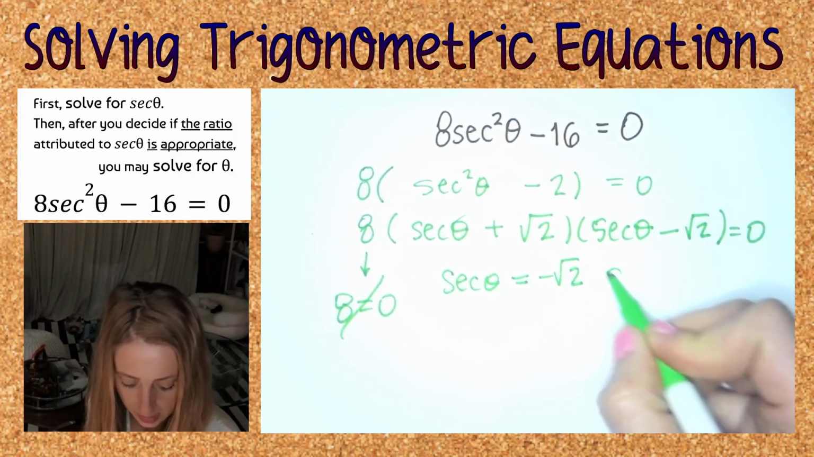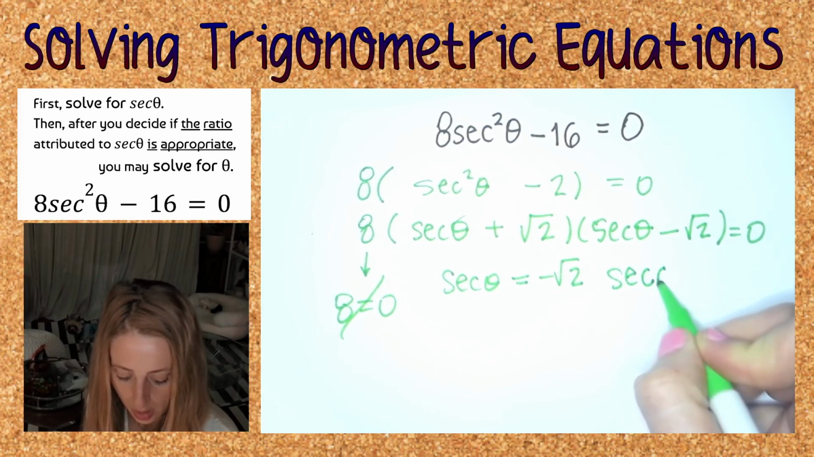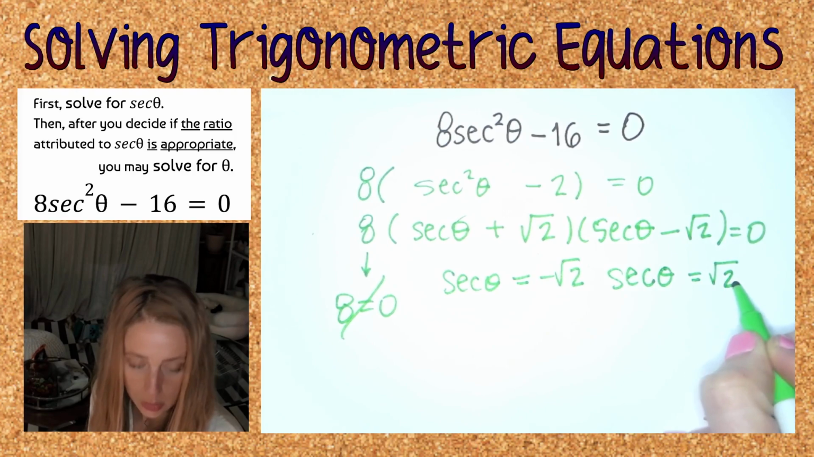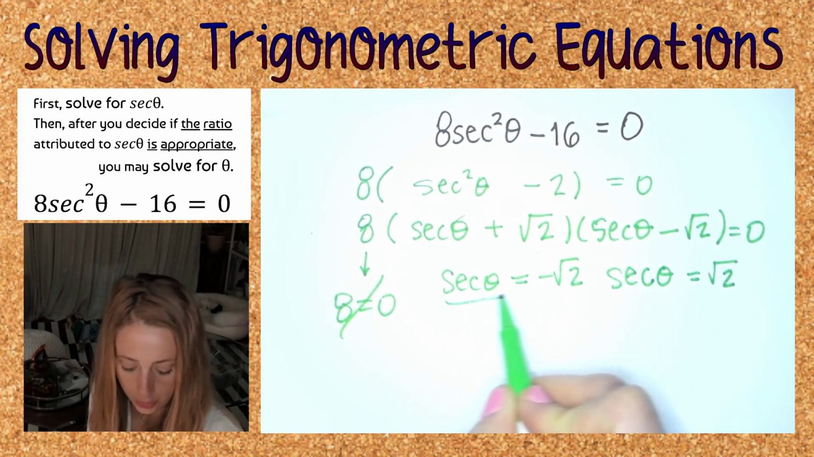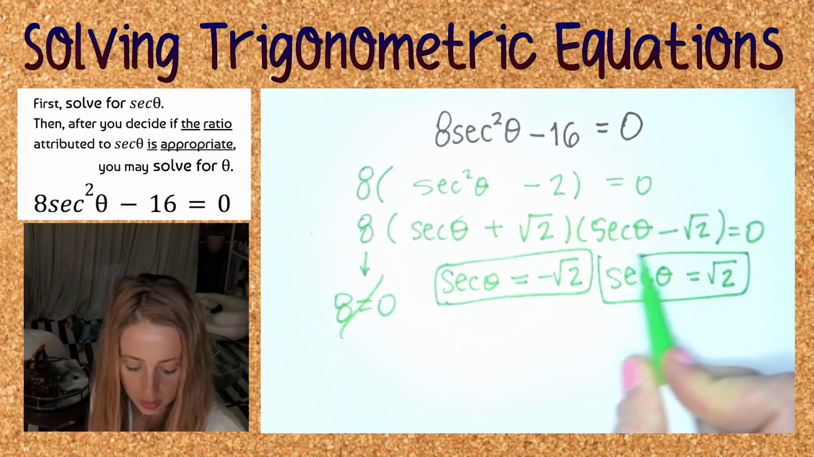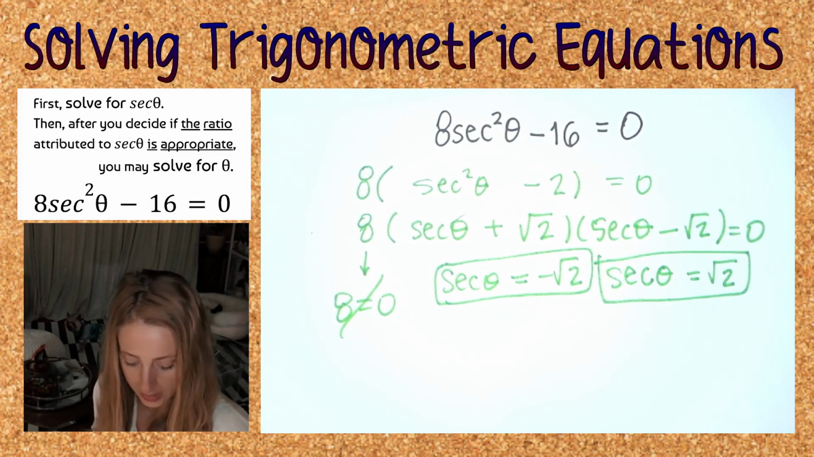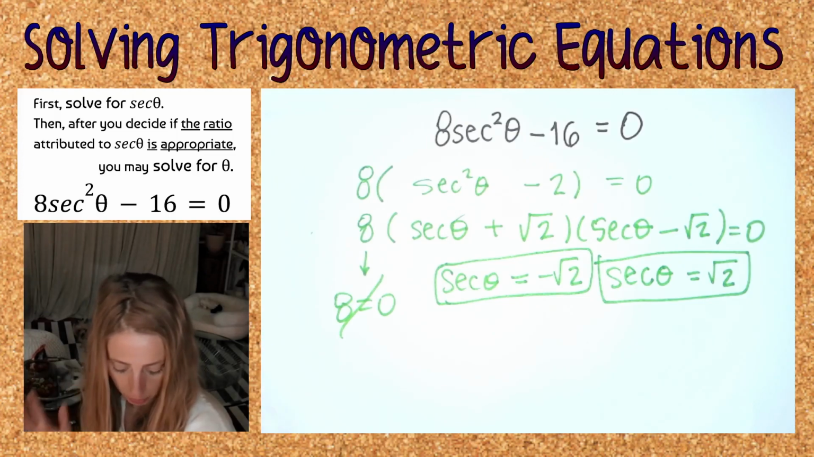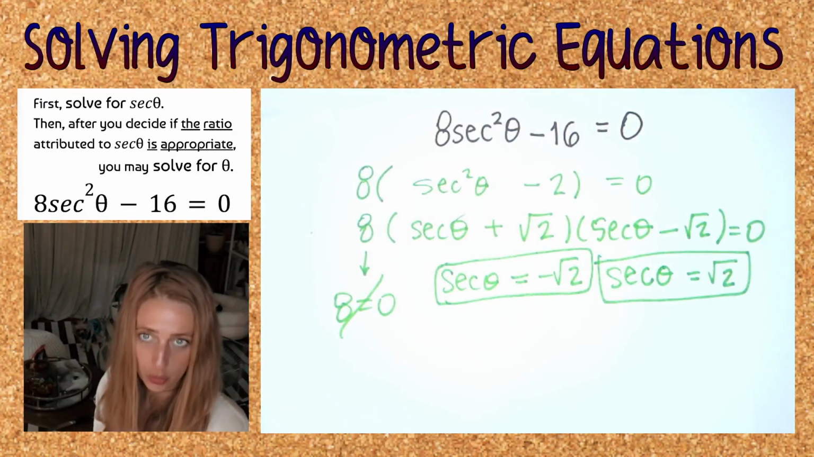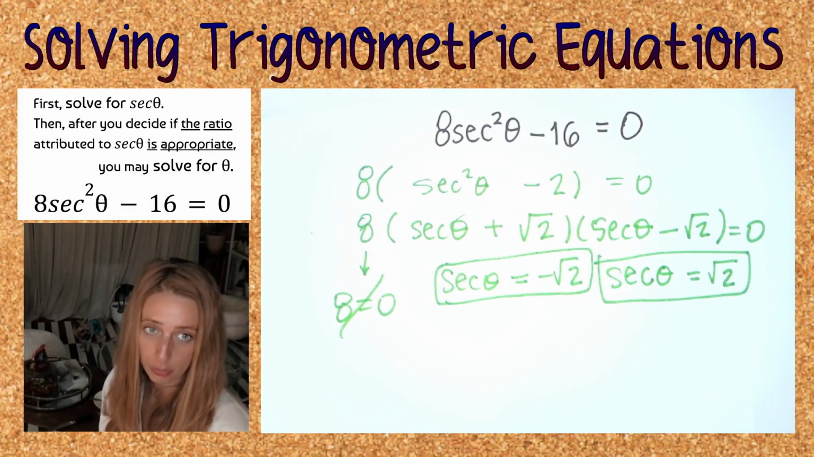And then same idea here. Set secant theta minus root 2 equal to 0. You add root 2 to both sides. So you get secant theta equals positive root 2. So if you were just solving to get it down to this point right here, you're good to go. But we could, without a calculator, solve this one all the way for theta. And we're going to focus on solving between just 0 and 2 pi in radians.